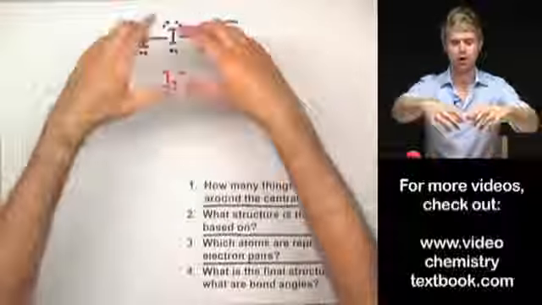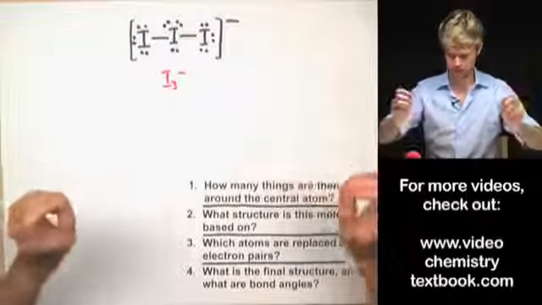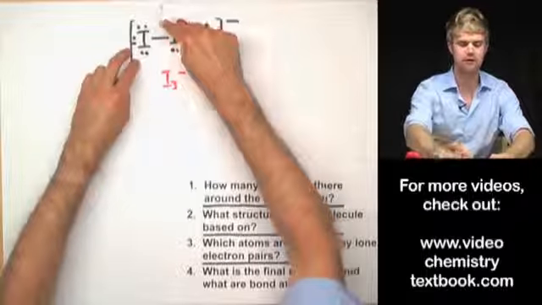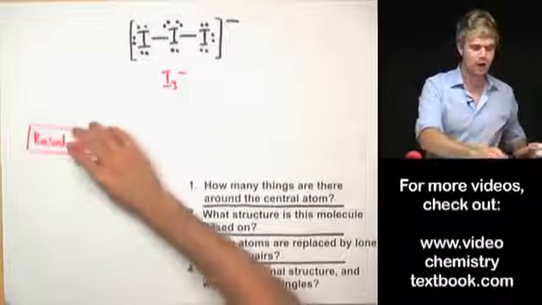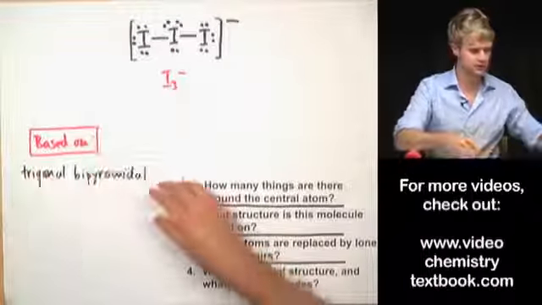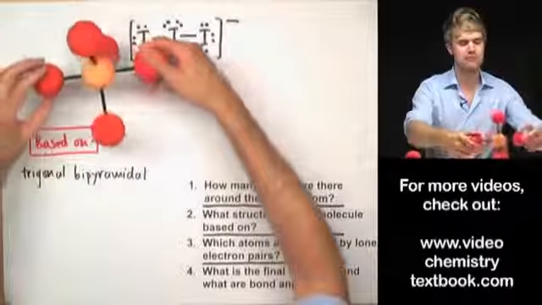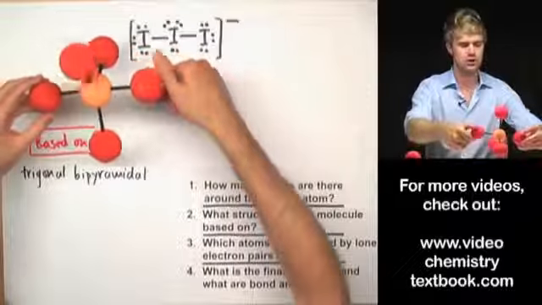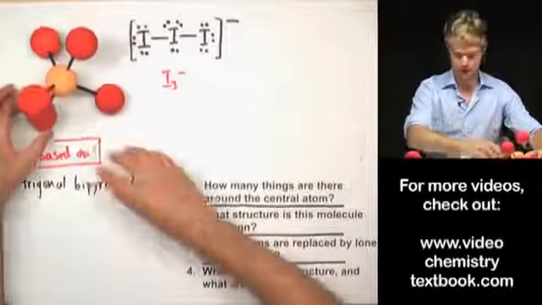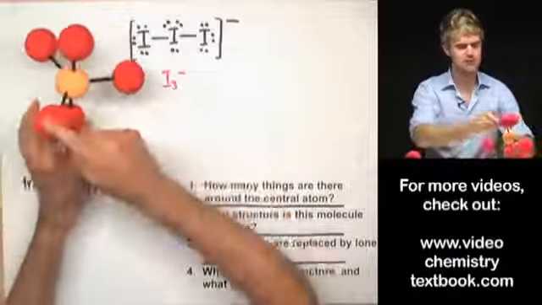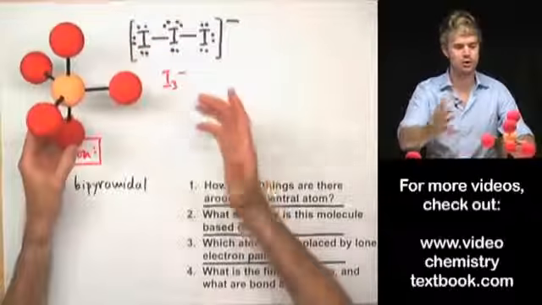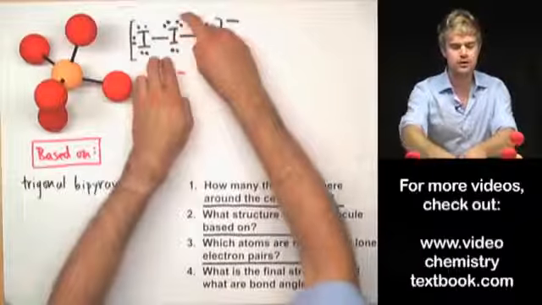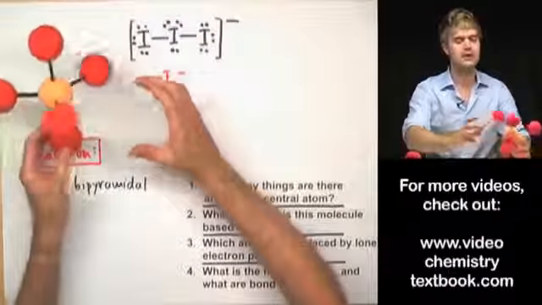I3-, and then the whole thing has a 1 minus charge. So how many things are there around the central atom? 1, 2, 3, 4, 5. Okay? How do we arrange 5 things around a central atom? It's going to be based on this trigonal bipyramidal shape that we just looked at a minute ago. Okay? But now, which of the atoms from this 5 atom shape are going to be replaced by lone pairs? Well, they're going to be 1, 2, 3 lone pairs instead of 3 atoms.